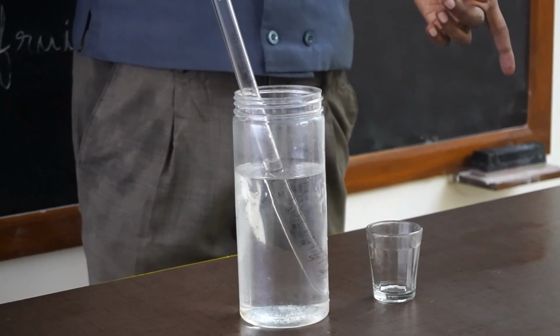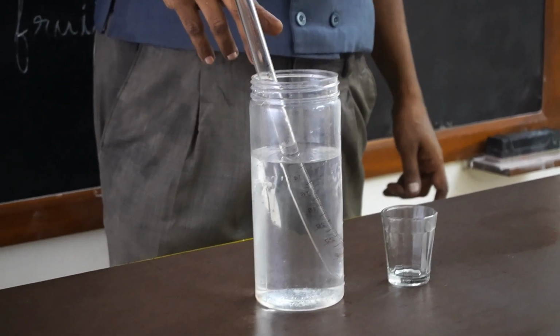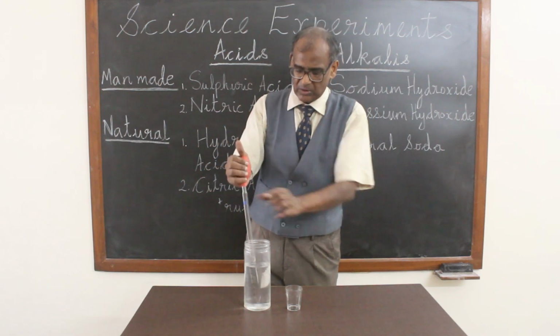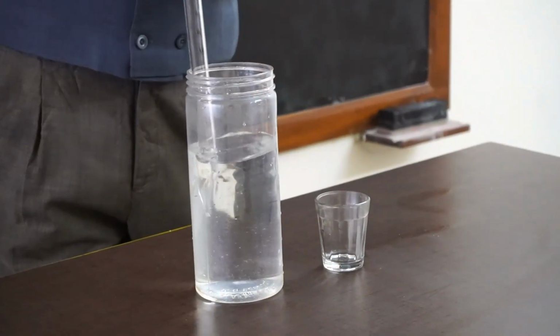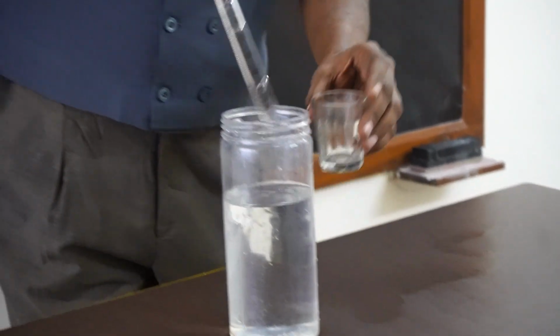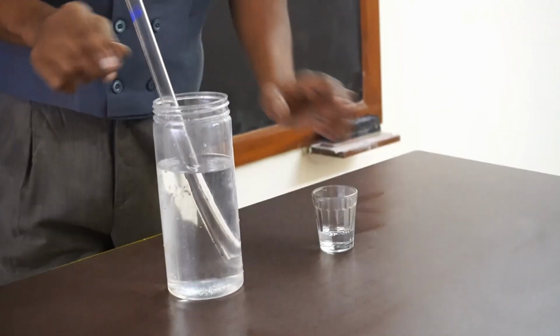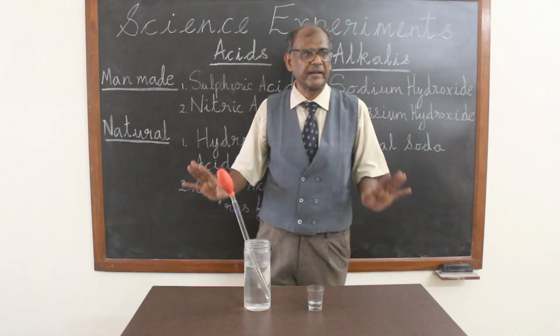You must have seen I used a spoon, and if they are in a liquid form, always use this gadget called a pipette. So now this is an acid or an alkali. I take this out and I pour it out. So you must have seen I am not handling this chemical with my hands directly.